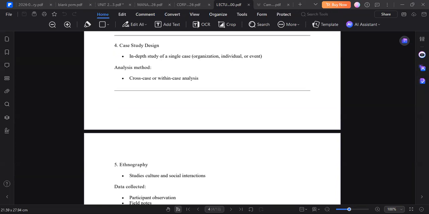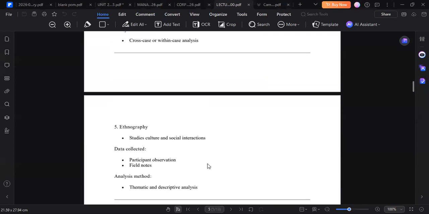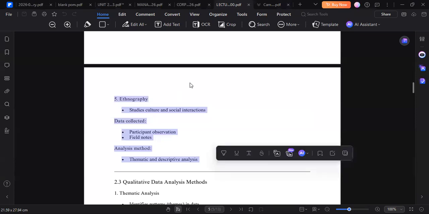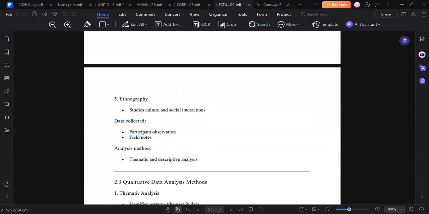Then we'll look at ethnography. Ethnography, what is involved in ethnography and how is data collected? Ethnography, from ethno. Can somebody try to explain what ethnography is?